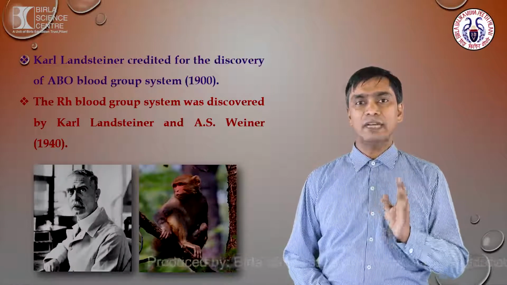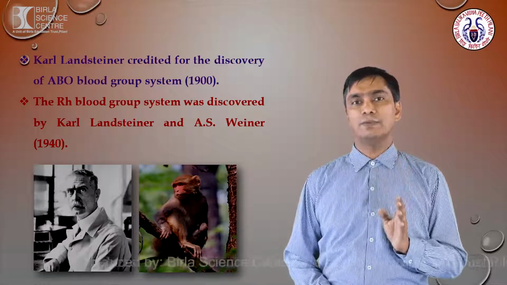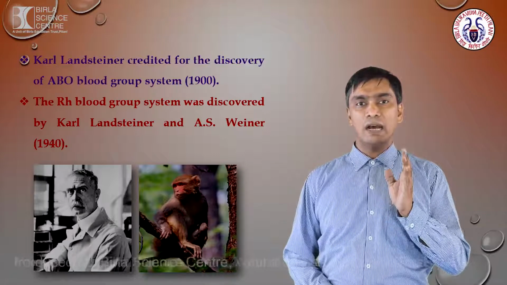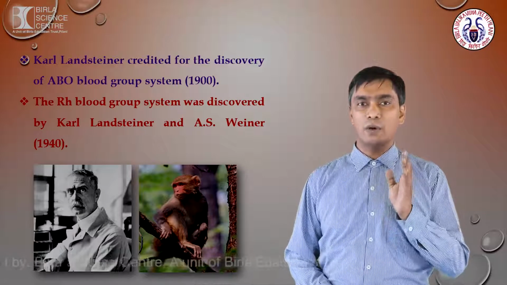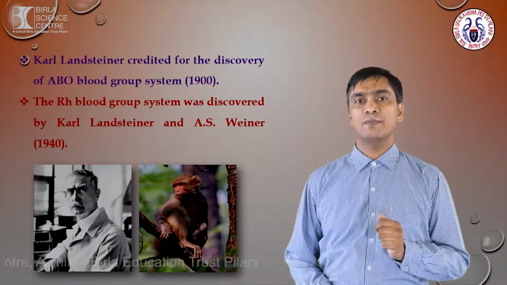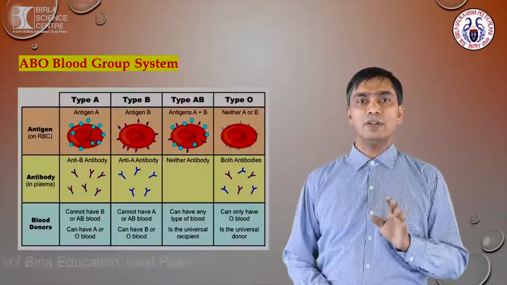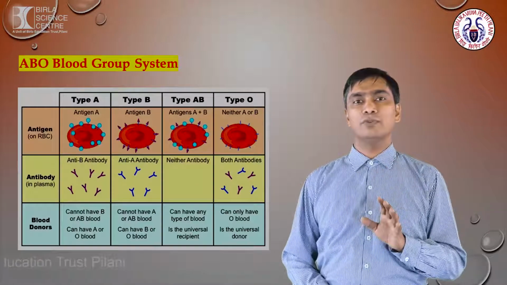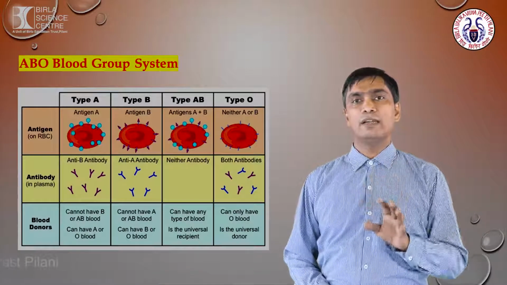Karl Landsteiner was the scientist who discovered the ABO blood group, and RH blood groups were reported by Landsteiner and A.S. Wiener around the 1940s.